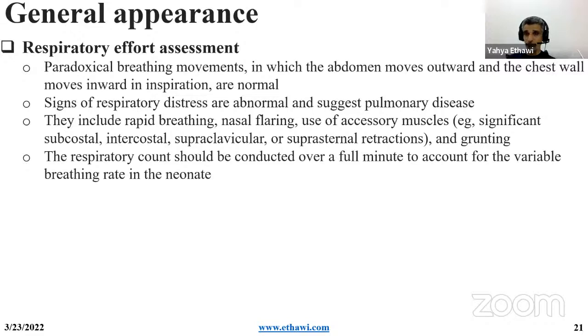Grunting. So the grunting is an expiratory movement against partial obstruction of the epiglottis. That's the way it is done. But what is it? And why is it there? And what is the meaning?